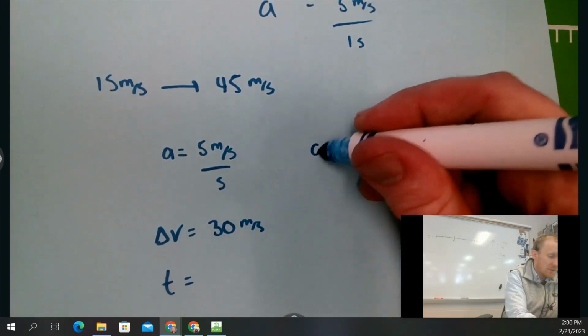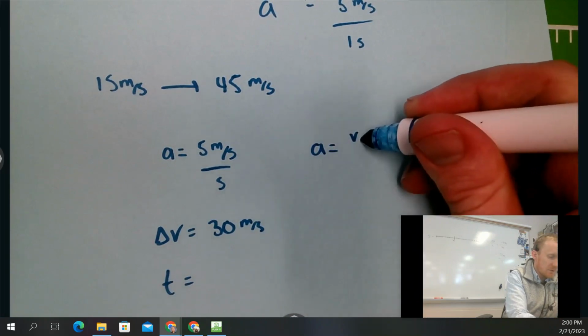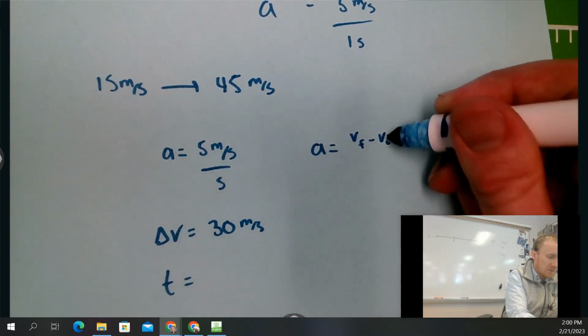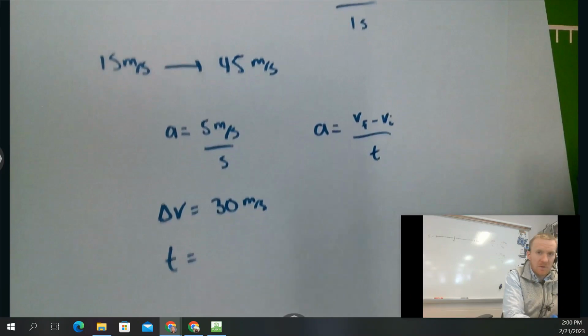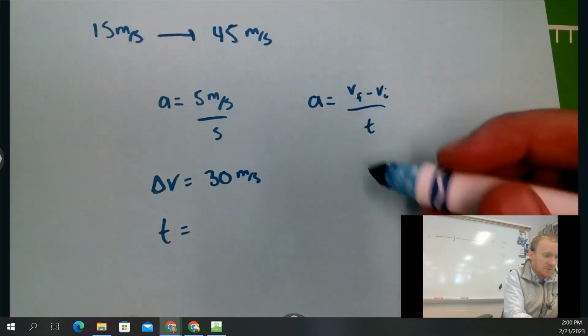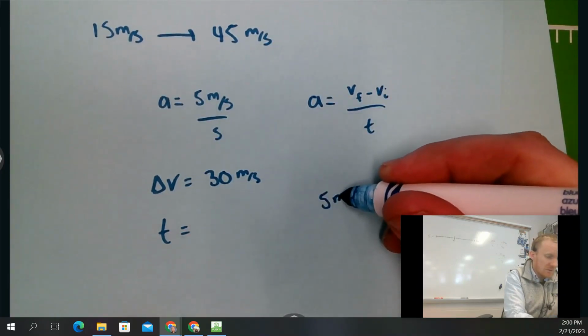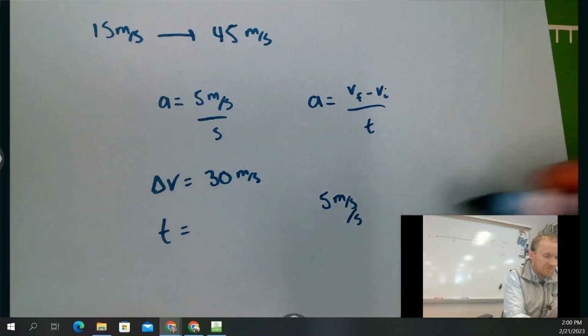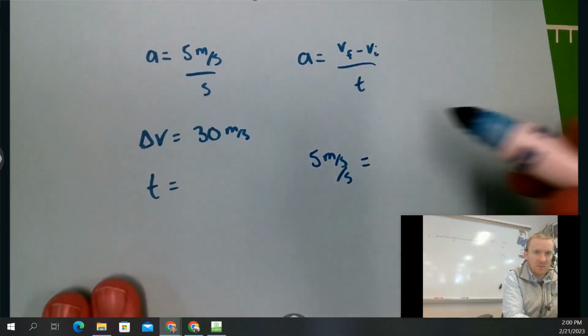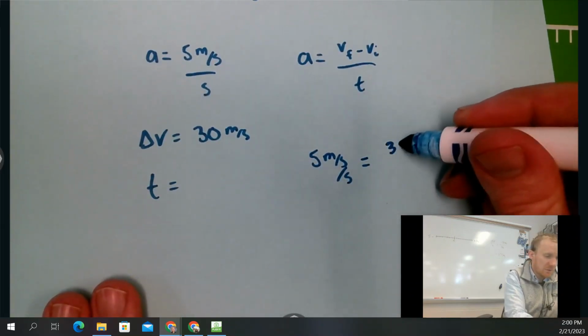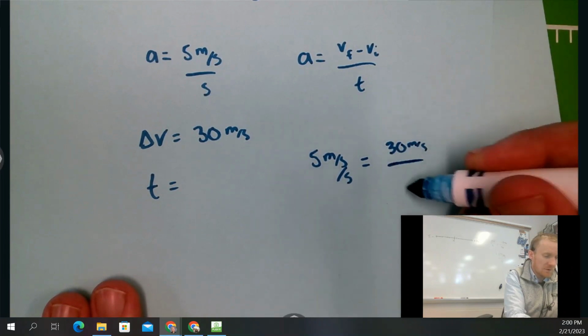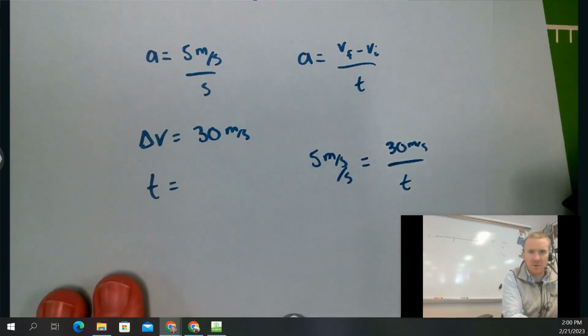Okay, so if this is our acceleration equation, right, we're just going to plug in what we have. So acceleration is 5 meters per second per second. That's going to be equal to our change in velocity, which is 30 meters per second. And that's all over t, or time, which we don't have.